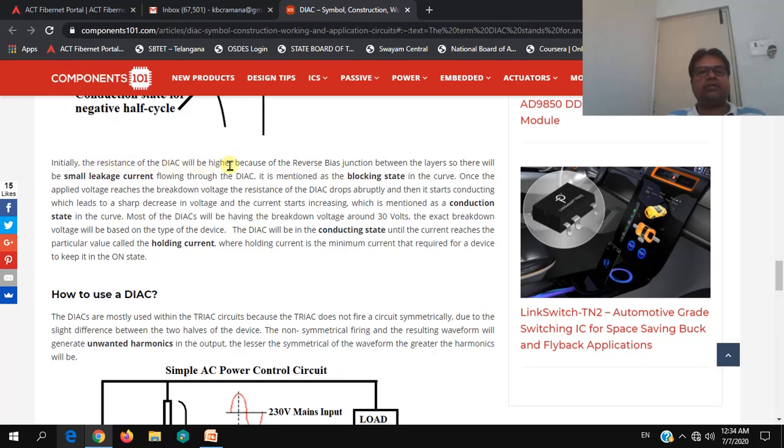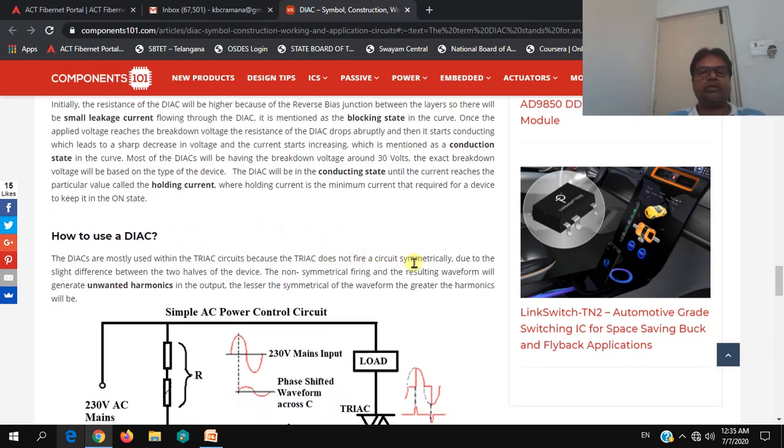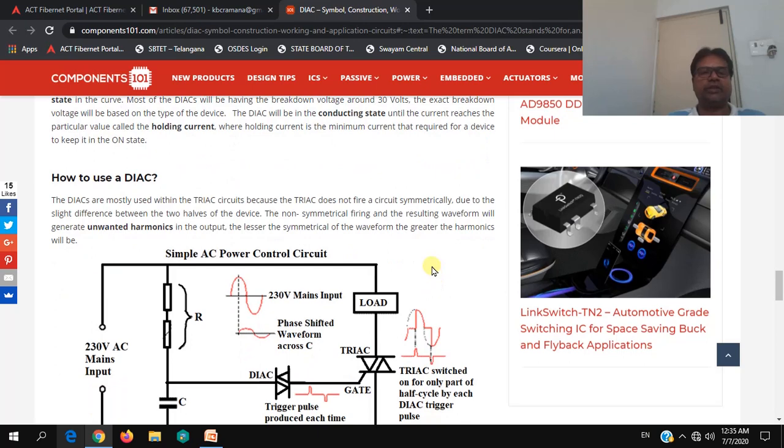Initially, the resistance of the diac will be higher because of the reverse biased junction between the layers, so a small leakage current will flow through the diac. It is mentioned as the blocking state, similar to the others. Once the applied voltage reaches the breakover voltage, the resistance of the diac drops abruptly and it starts conducting, which leads to a sharp decrease in voltage and the current starts increasing, which is mentioned as the conduction state in the curve. The diac will be in the conducting state until the current falls to a particular value called the holding current. There will not be any latching current in this case.